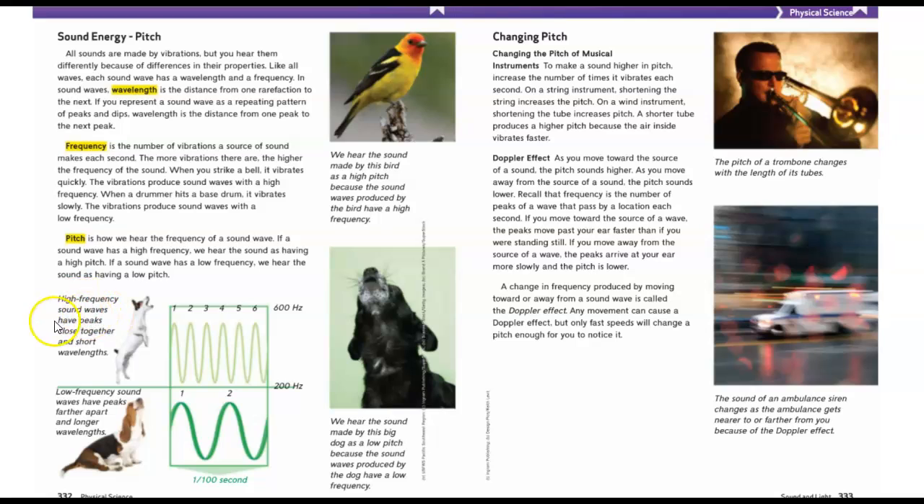So high frequency sound waves have peaks close together and short wavelengths. Here this dog is yapping arf, arf, arf, real fast. Low frequency, like my beagles that are in the room with me, they have a low frequency sound. They have a really deep bark, so the peaks are further apart. All right, changing pitch.